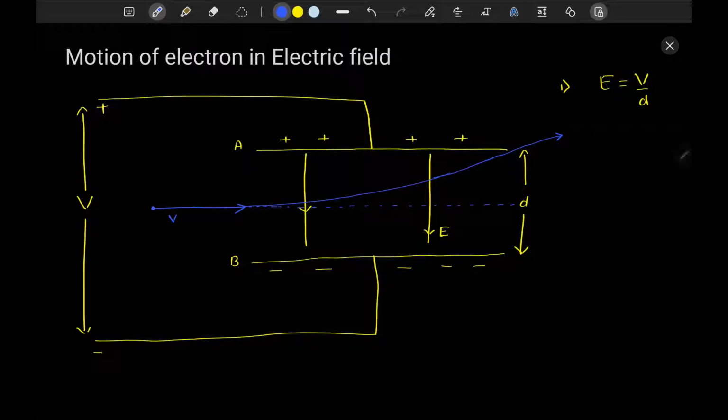So the force on the electron due to the positive terminal is given by F equal to charge of electron into electric field E. This will create an acceleration on the electron in upward direction given by F by m, where m is the mass of the electron.